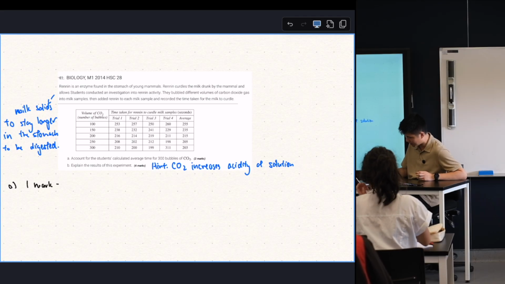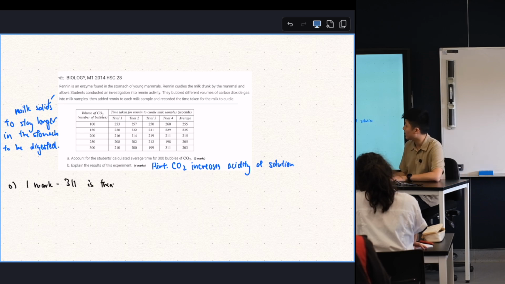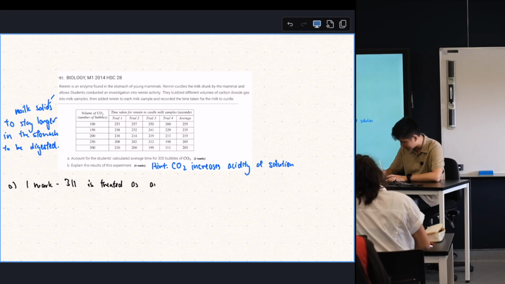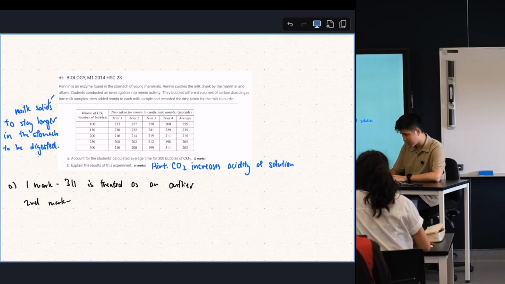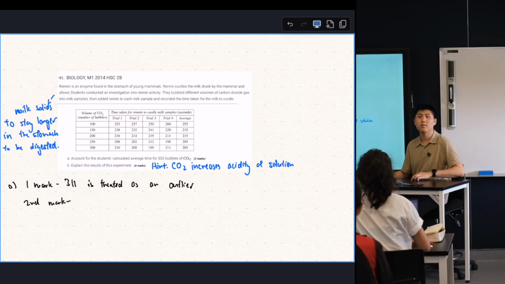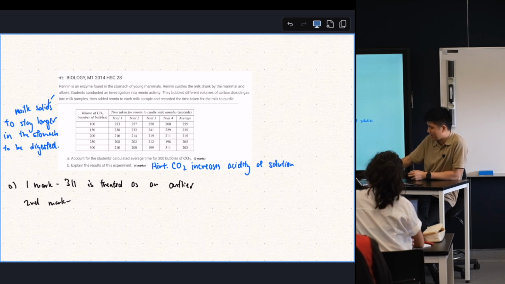So account for the student's calculated average time for 300 bubbles of CO2. For 1 mark, I just want to say that they treated 311 as an outlier. Right. Now, if I've just stated that the 311 is treated as an outlier, what do I need to say to get my 2nd mark?